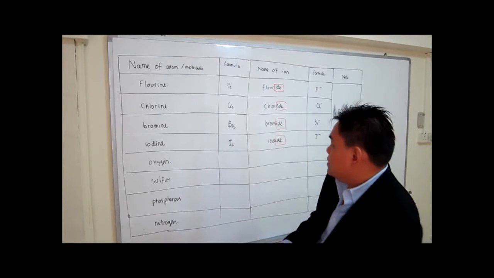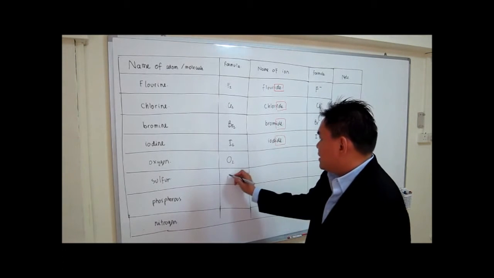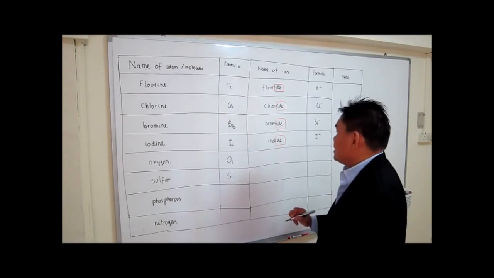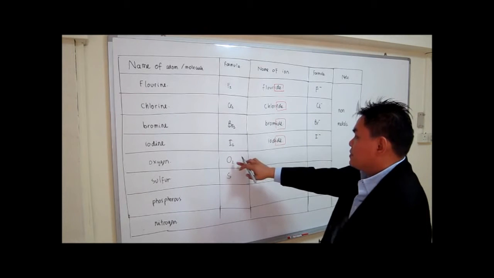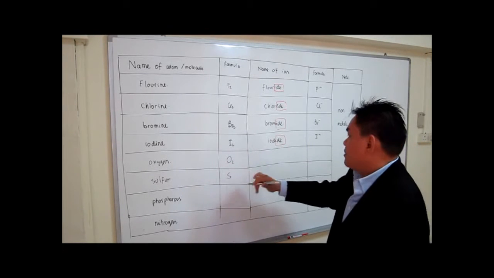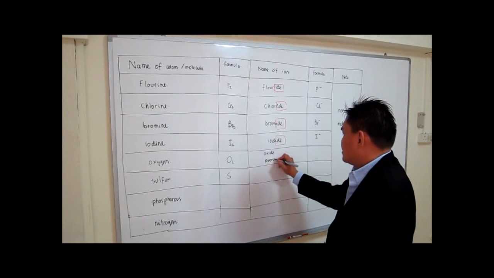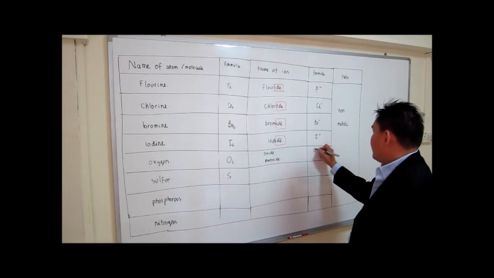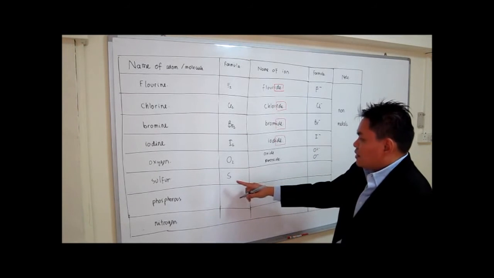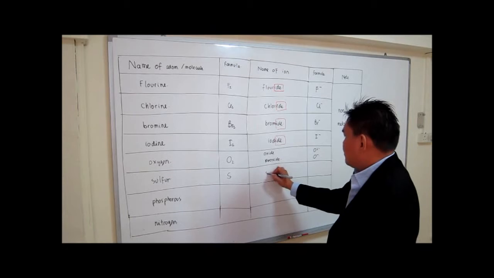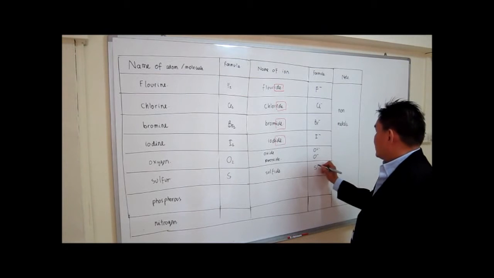For oxygen, oxygen is a diatomic molecule, so it's O2. Sulfur is a monoatomic. And the name of the ion here is, you have two types of ions made from oxygen. Either you call it oxide or peroxide. Oxide will be O2 minus, peroxide will be O minus. The ion made from sulfur, we call it sulfide. And the formula of the ion is S2 minus.